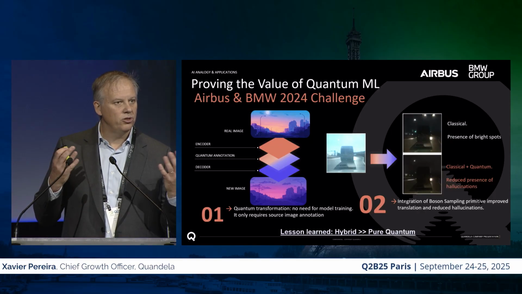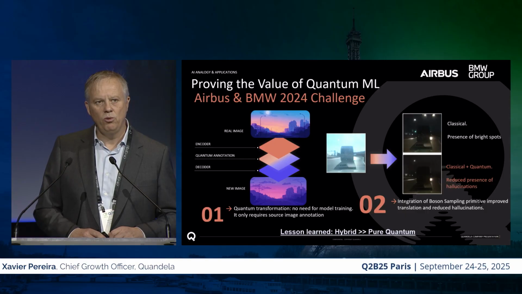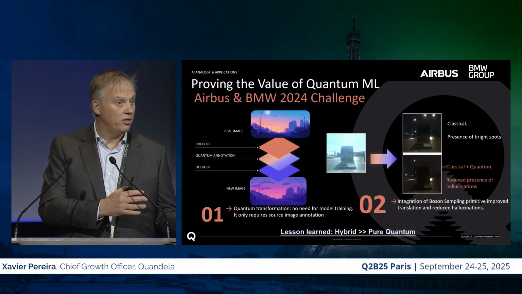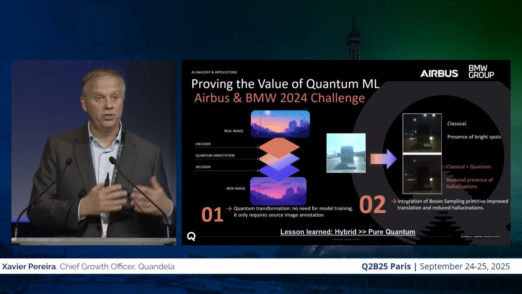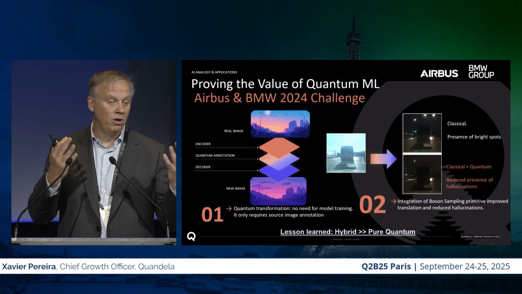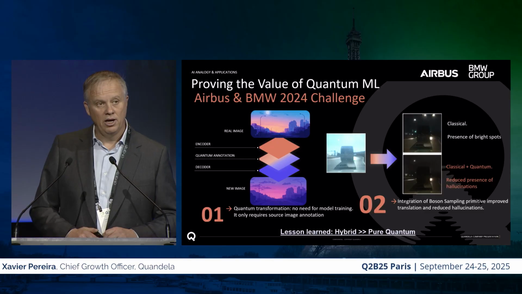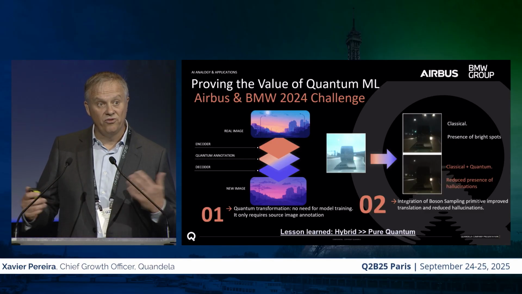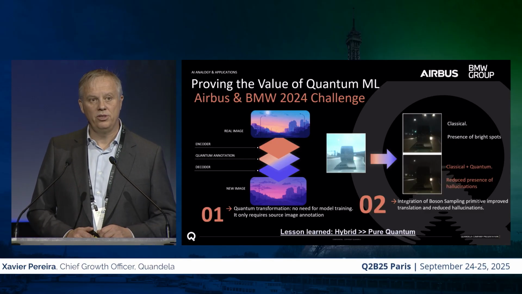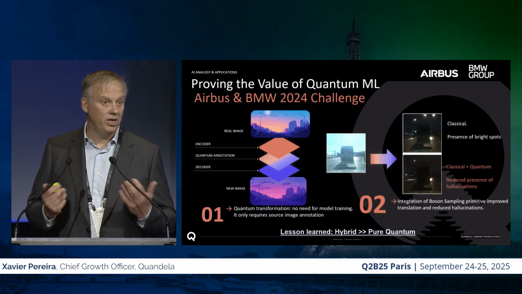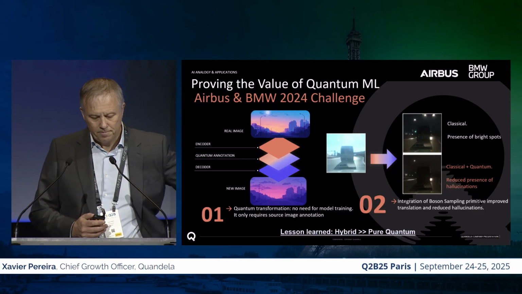Hallucinations appear, for example, when translating images from day to night: we have sunlight during the day, and you have buildings and traffic lights during the night. So it creates false appearances of lights in the videos or the images that need to be removed.